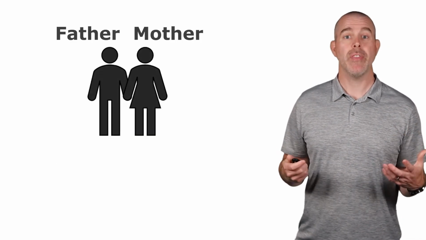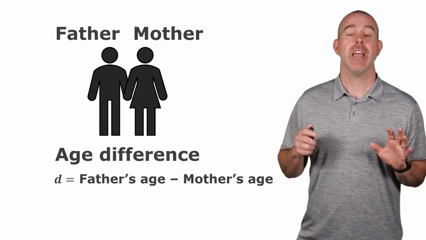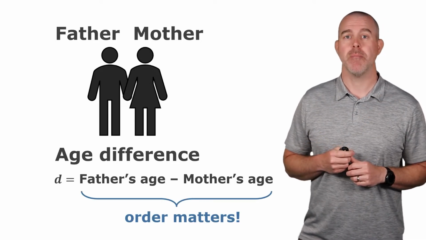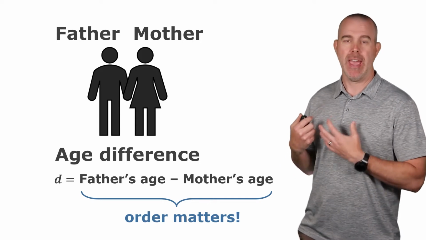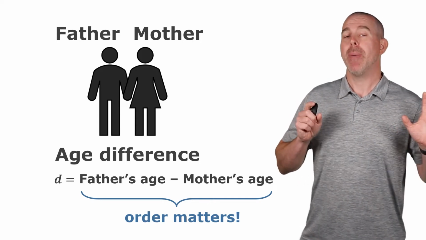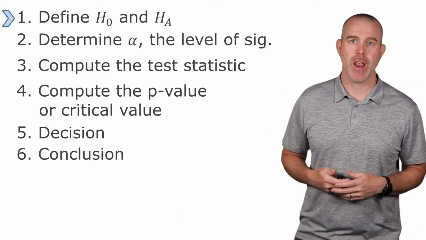So let's look at this difference between the father and mother and look at the age difference. We'll define D, the difference, to be the father's age minus the mother's age. And that's really important because that changes how we interpret the answer. You can choose either order here when you're setting this up, but then you've got to pay attention to the order when you interpret it at the end. And I'll explain what I mean when we get there.